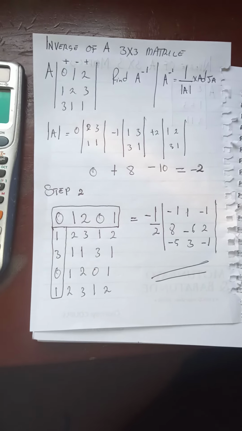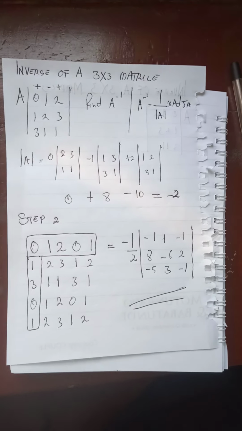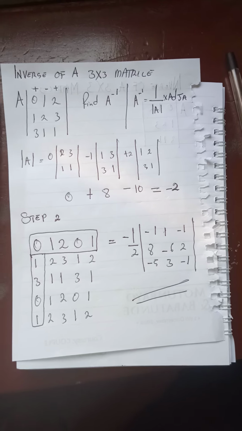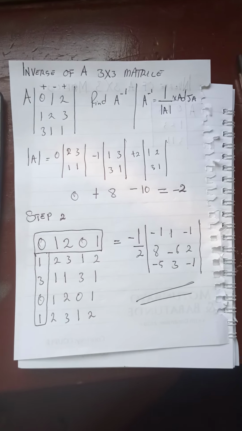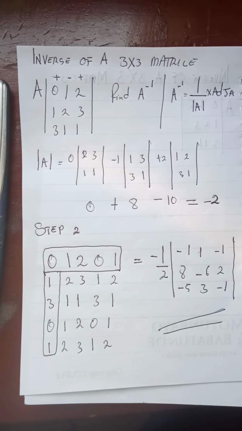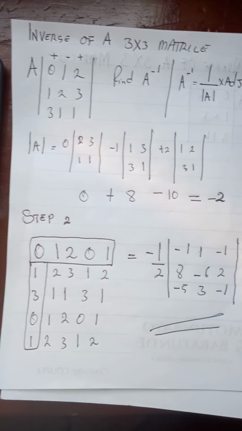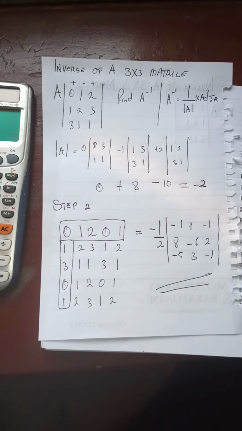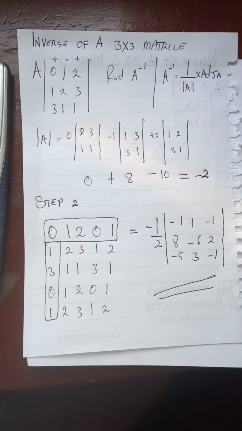Now let's get straight to the point. For the inverse of 3 by 3 matrices, you all know that the inverse is 1 over the determinant multiplied by the adjoint of the given matrices. Now step 1 for us to look for the inverse of the 3 by 3 matrices is the determinant. Looking for your determinant, we have our determinant as minus 2.